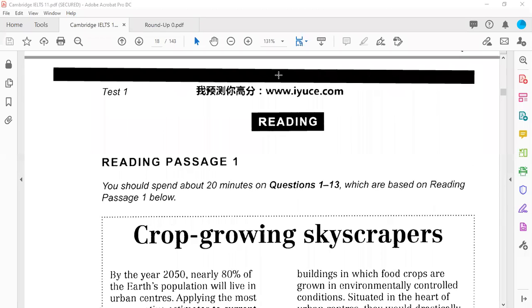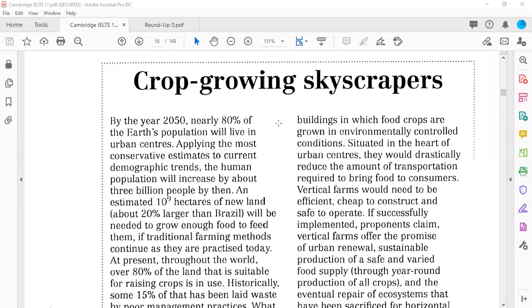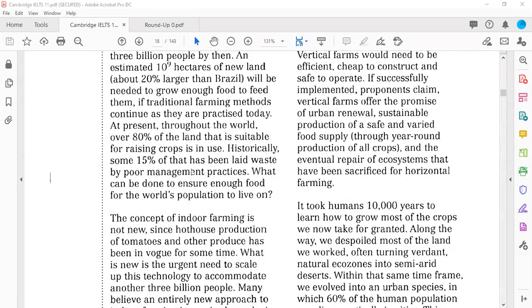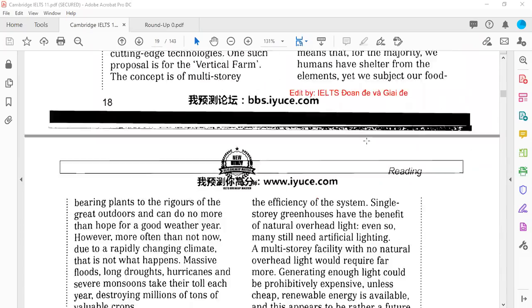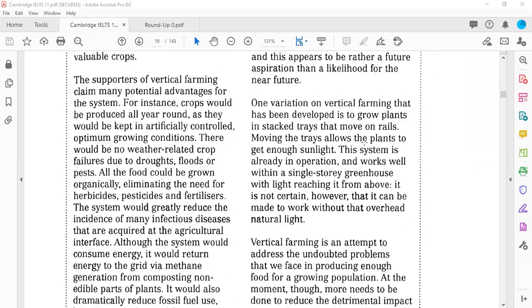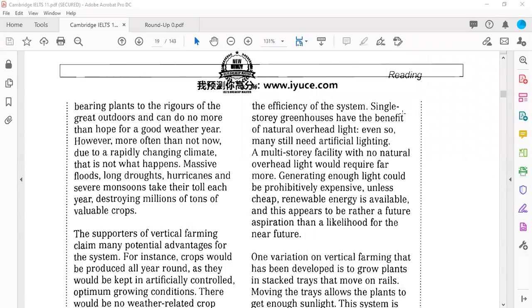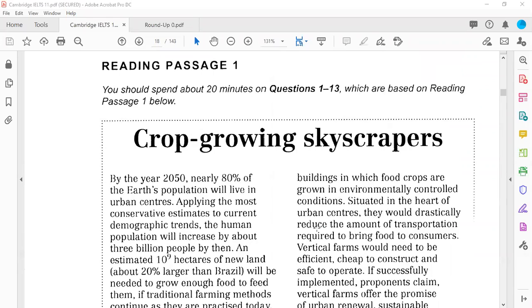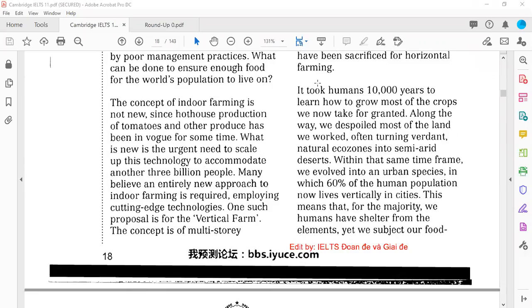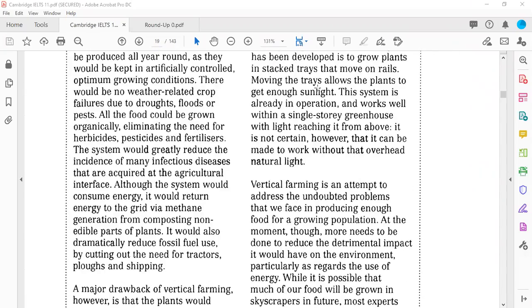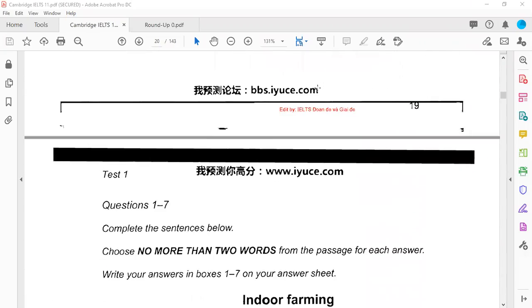They say you should spend about 20 minutes on questions 1 to 13. Now, depending on how fast you read, this is about 10 paragraphs. So either you can take your time and try and read all of it, hoping that you can read it all, let's say in 15 minutes, and then answering the questions 1 to 13 in 5 minutes, something like that, which is not very practical.